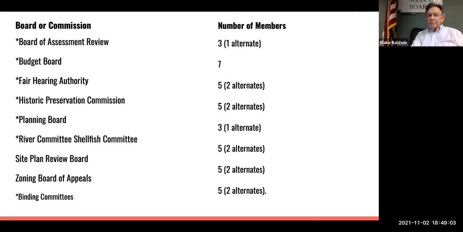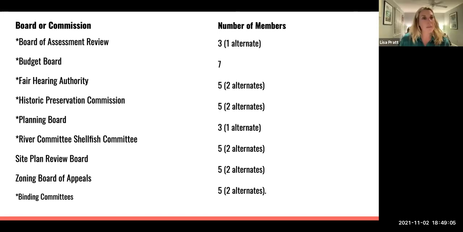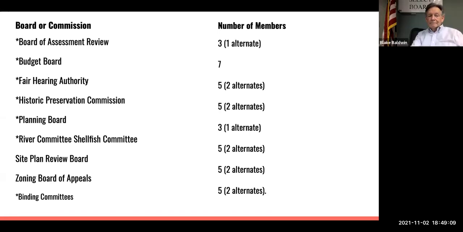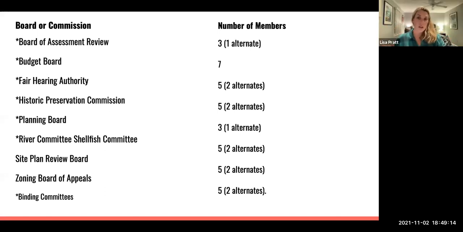So is the budget board, by the way. Oh, I don't have the budget. Oh, I have the budget board. Isn't that a binding committee? Yeah. It's mentioned in the charter, that's all I'm saying. Oh, right. Well, these are all in the charter. Yep, this is what it says.